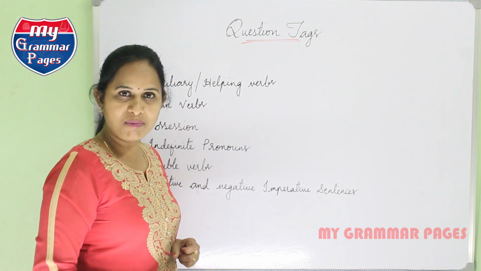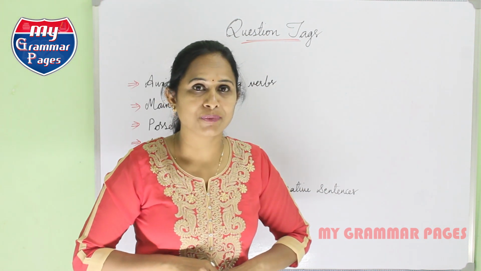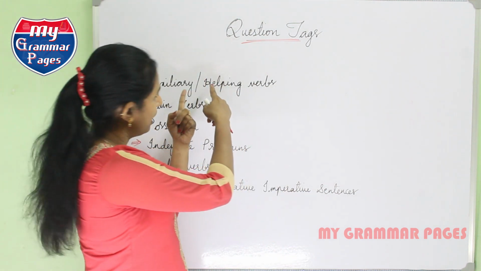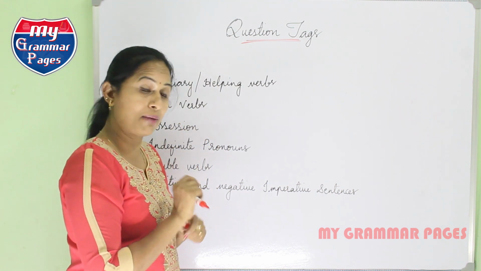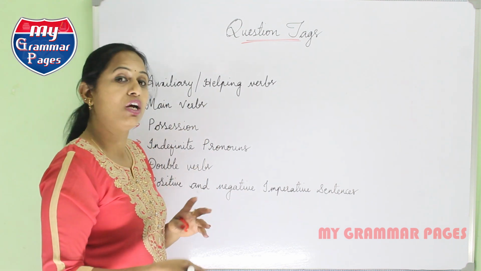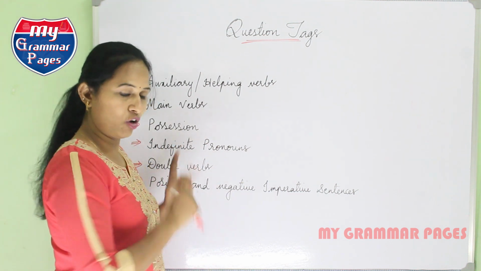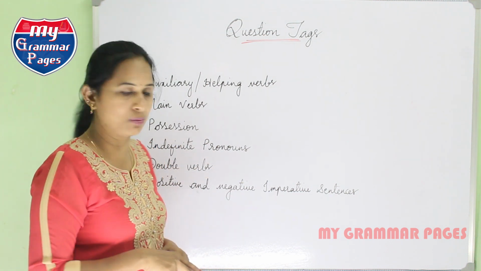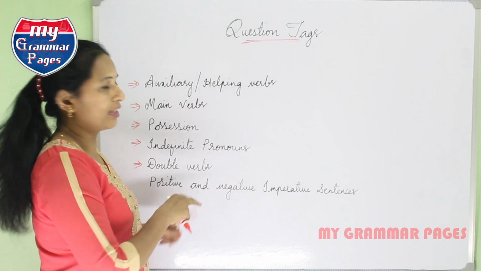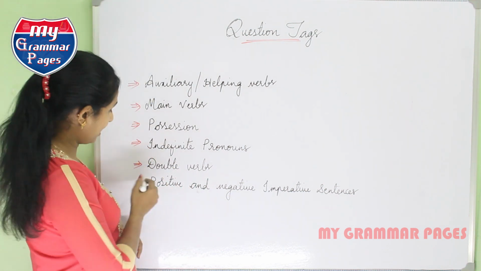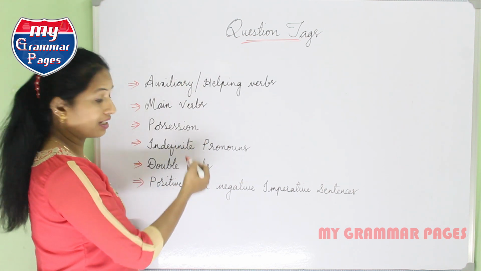Sometimes in the statements you will find double verbs. If it is a single verb, we have known that whether it is a helping verb or a main verb, our tags will be different. But sometimes we will have a combination of two main verbs, not auxiliary verbs. When there are two main verbs, what kind of tags do we have to add? And these are all about the declarative statements.